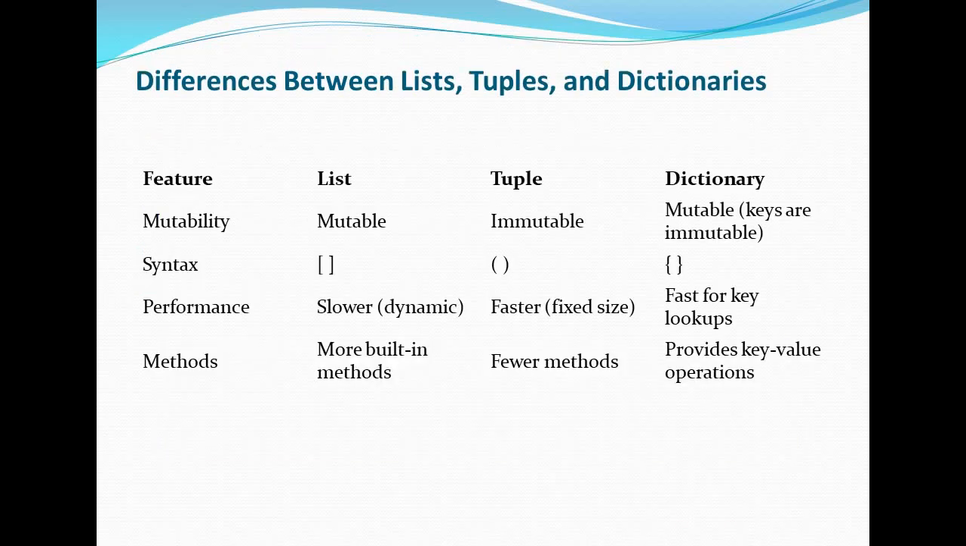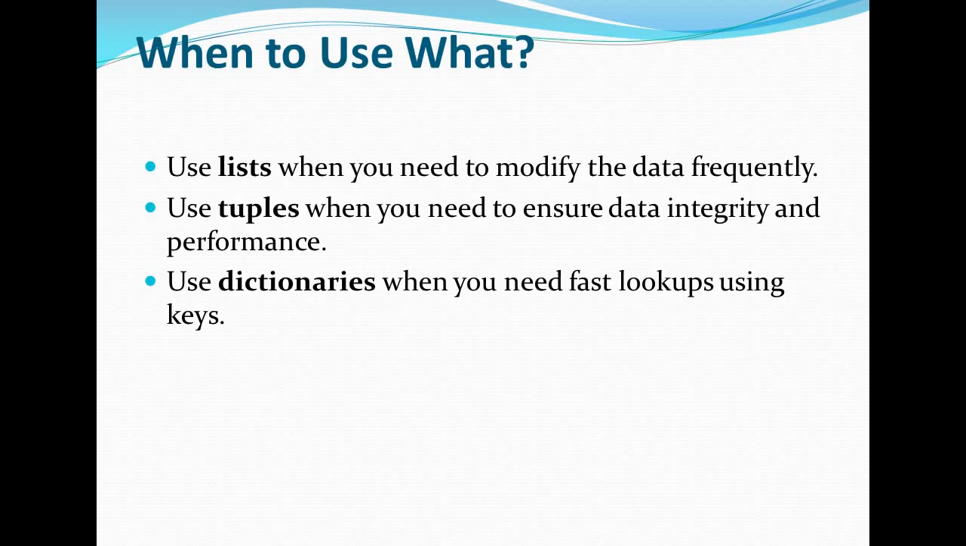The difference between lists, tuples, and dictionaries. Lists are mutable, tuples are immutable, and dictionaries are mutable, but their keys are immutable. For syntax, lists use square brackets, tuples use parentheses, and dictionaries use curly braces. In performance, lists are slower because they are dynamic, tuples are faster and fixed in size, and dictionaries are fast for key lookups. Lists have built-in methods, tuples have few methods, and dictionaries provide key-value operations.